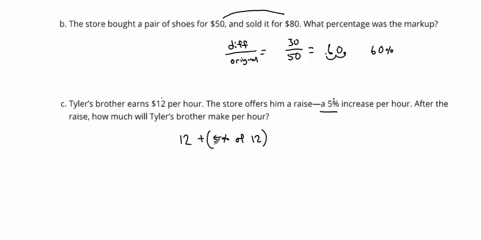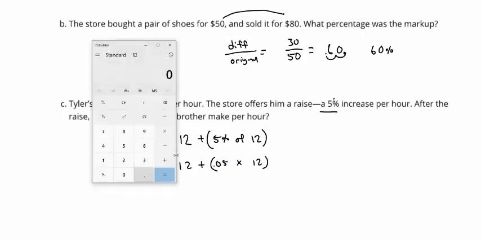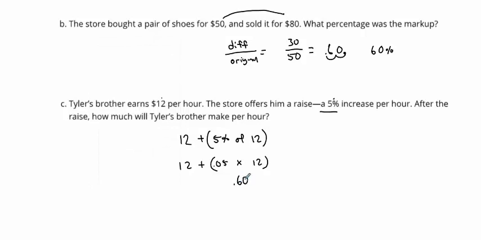So if we just look at this part, 5% of $12 is 5% as a decimal, 0.05. Of means to multiply 12. So 0.05 times 12 is 0.6. So that's 60 cents, right? So 12 plus, he gets a 60 cents raise. So total, he's going to make $12.60 per hour after his raise.